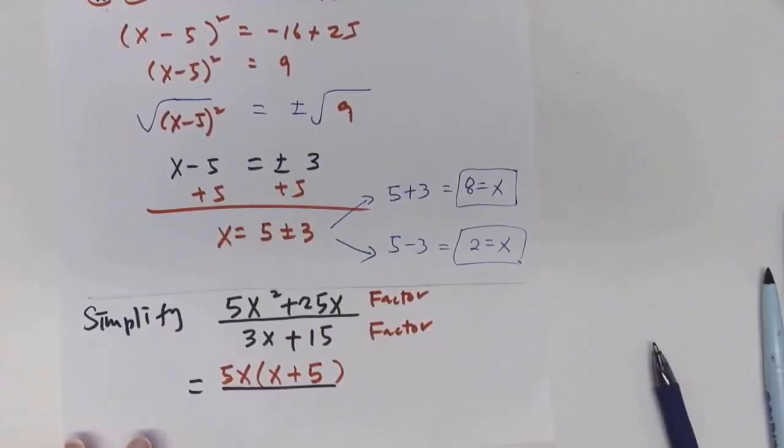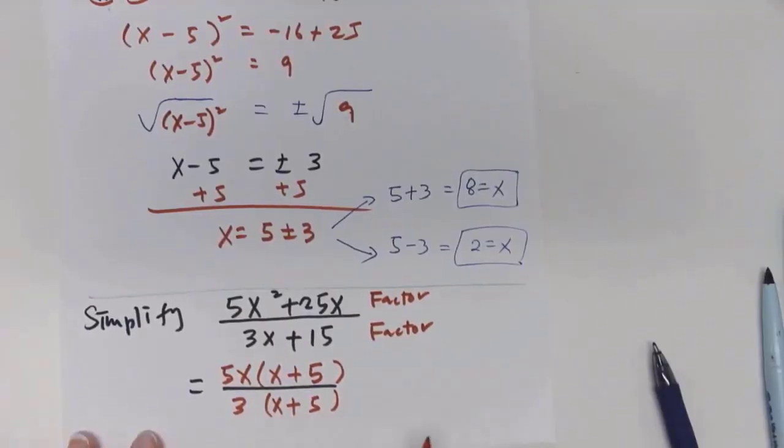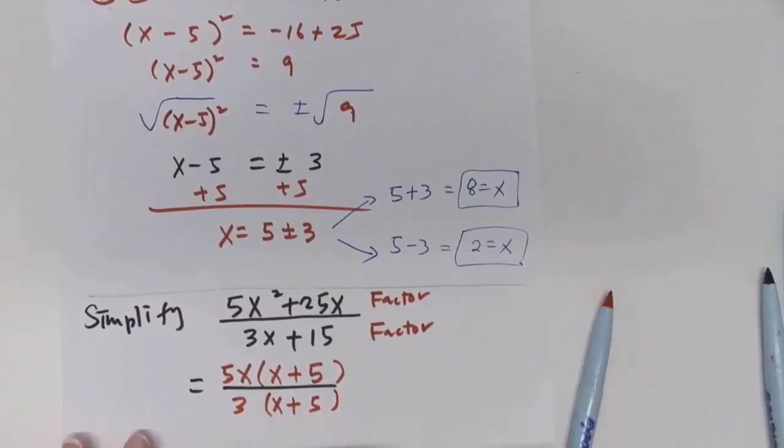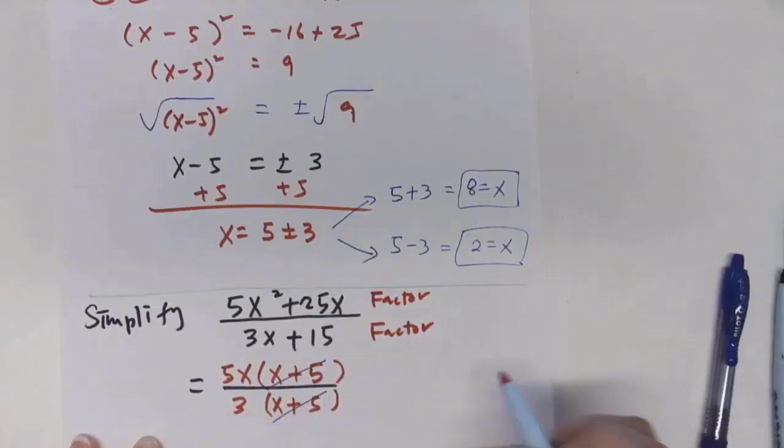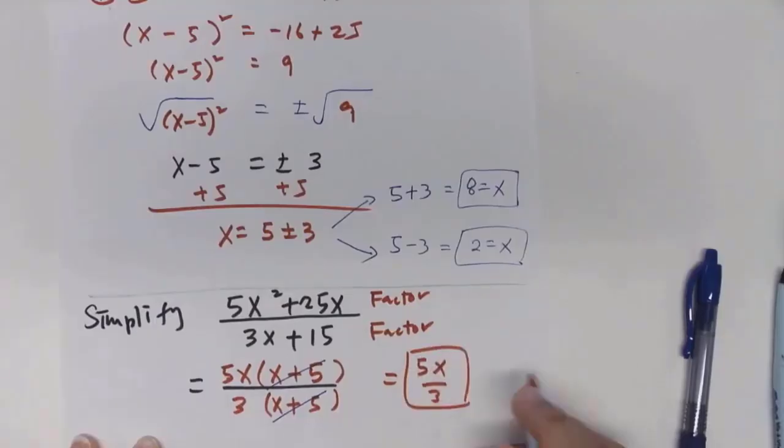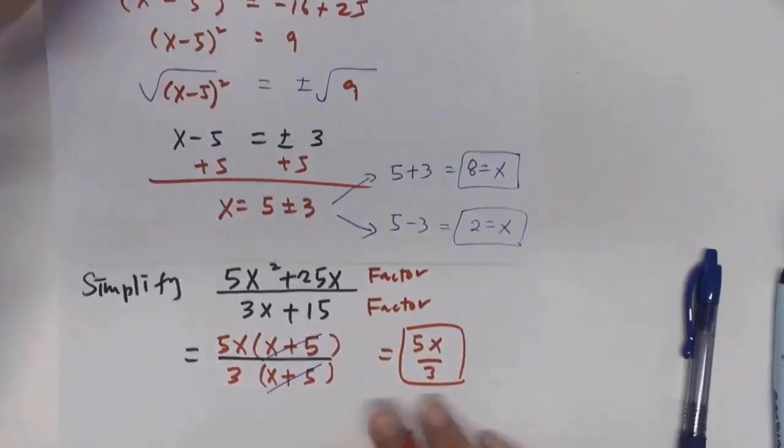At the bottom? 3, x, parentheses, and then 5 plus. All right. I do that because you guys leave it blank all the time. What can I cancel out? The x. X plus 1. And the answer? 5x. Everybody got it? Make sure you factor first before you do anything else.